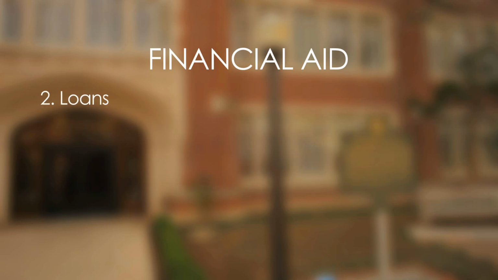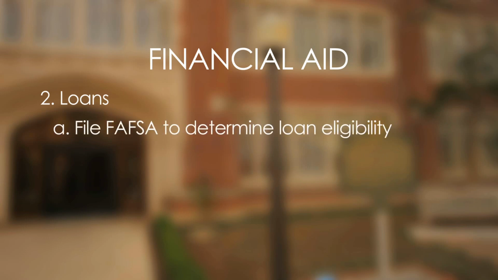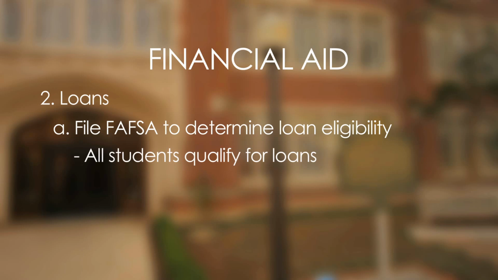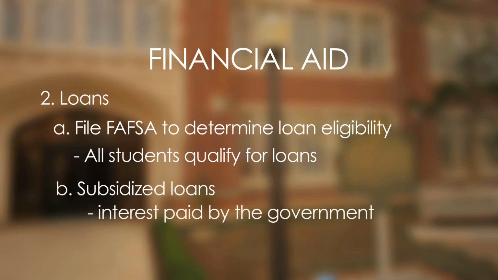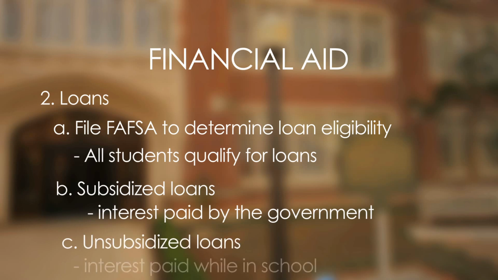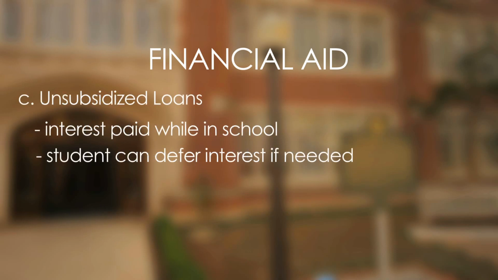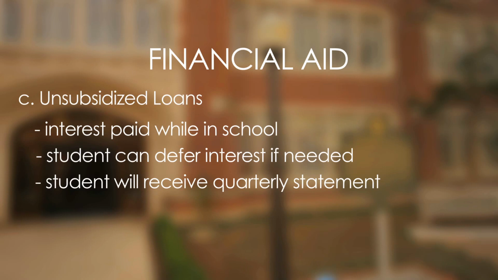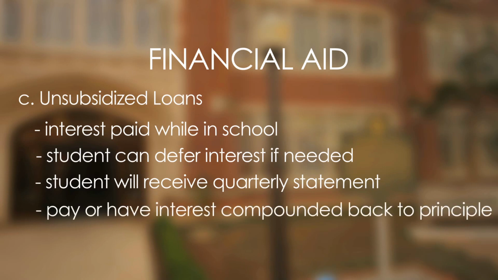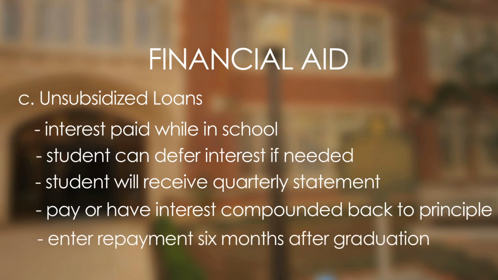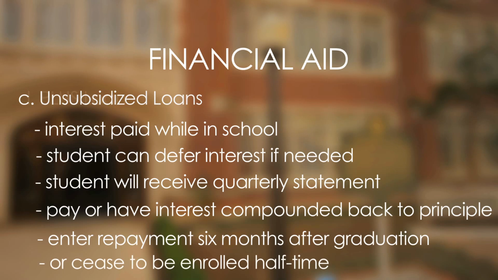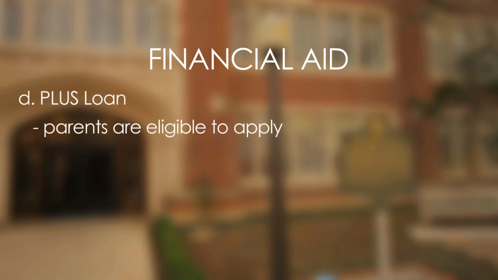The second type of aid is loans. Students must fill out the FAFSA in order for us to determine eligibility. However, all students, regardless of family income, will qualify for loans. There are subsidized loans, where the interest is paid by the federal government while the student is in school, and unsubsidized loans, where the student is responsible for paying the interest while they are in school. The student can defer the interest if they need to. They will receive a quarterly statement which offers them the choice to pay or allow the interest to be compounded back to their principal. The student will enter repayment 6 months after they graduate or cease to be enrolled at least half time.